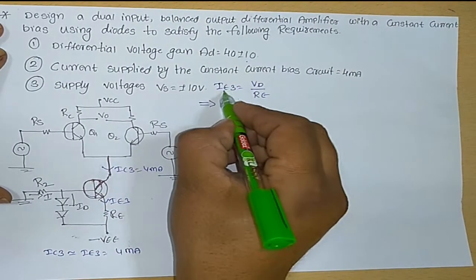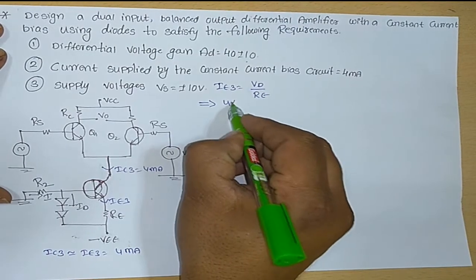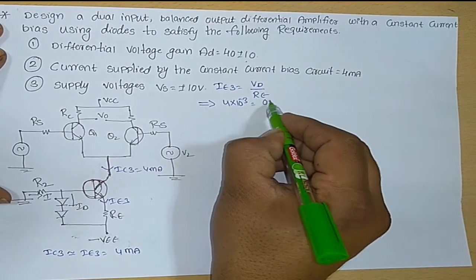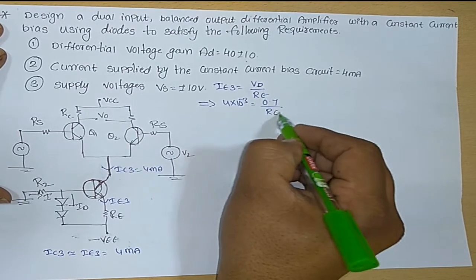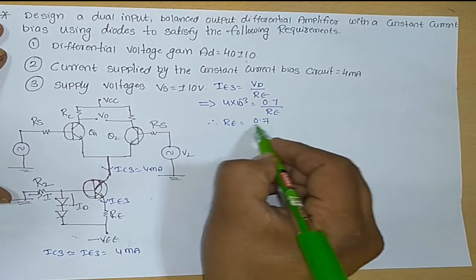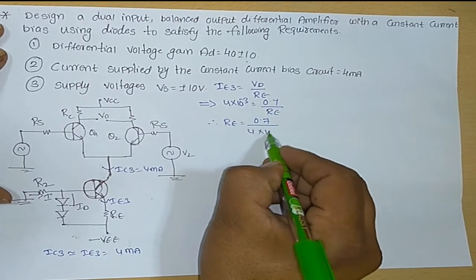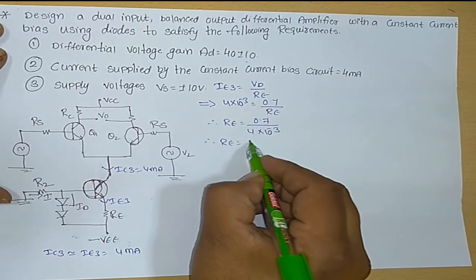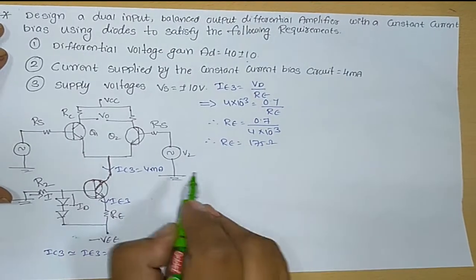So here IE3 equals 4 into 10 power of minus 3, equal to VD, which is 0.7 volts, whole by RE. Therefore, RE equals 0.7 whole by 4 into 10 power of minus 3. Therefore, the RE value equals 175 ohms.